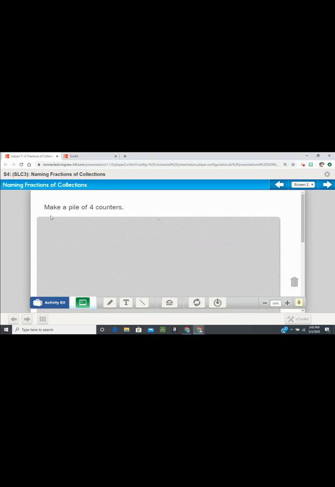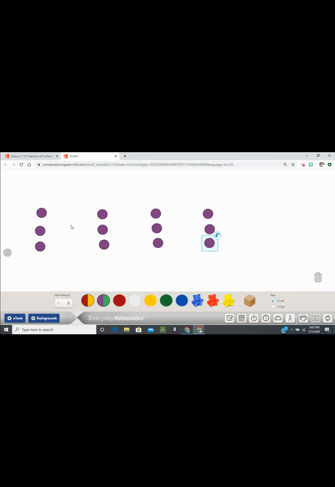In this next part, it wants me to make a pile of 4 counters, so let's go ahead and do that. I'm just going to pile on 4 of those, and the rest of these we're going to push over to the side. Okay, good enough. So the first question on this is, what is the whole here? If I only have 4 counters, it doesn't matter if it was a part of the 8 or not. This is what I'm focusing on, so this is my collection. This is what I have left.